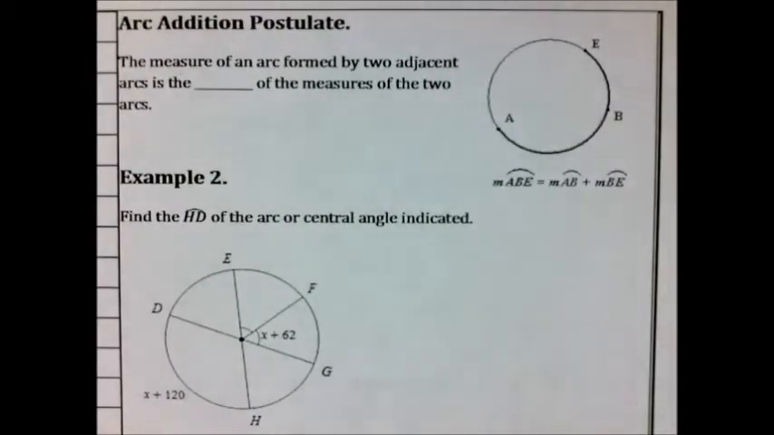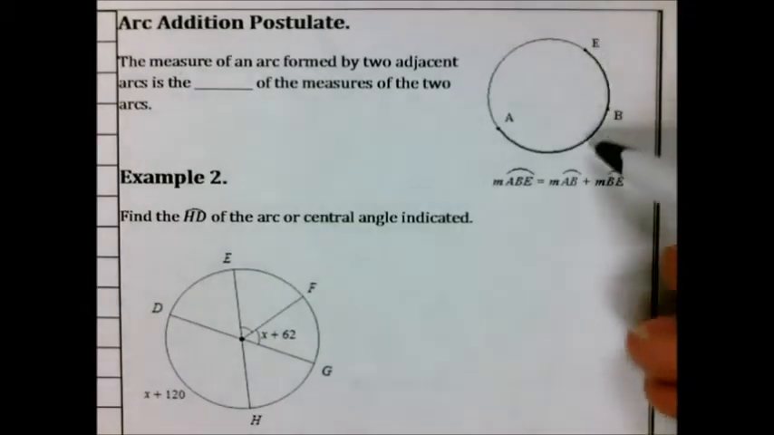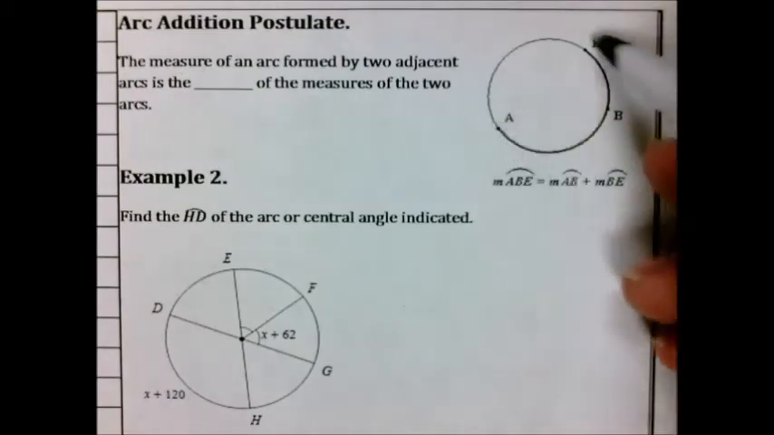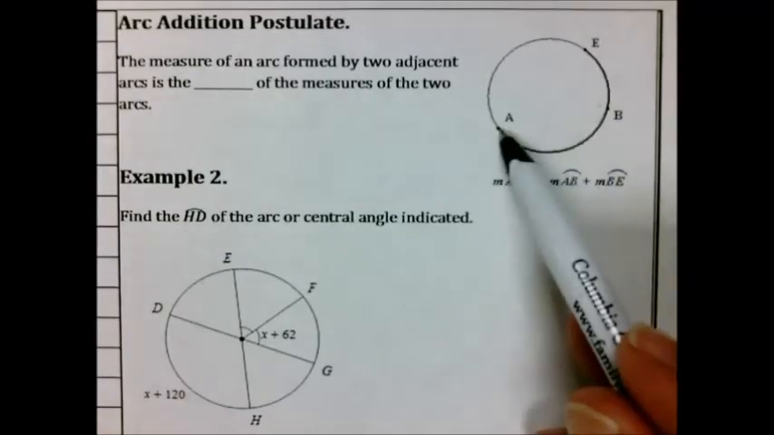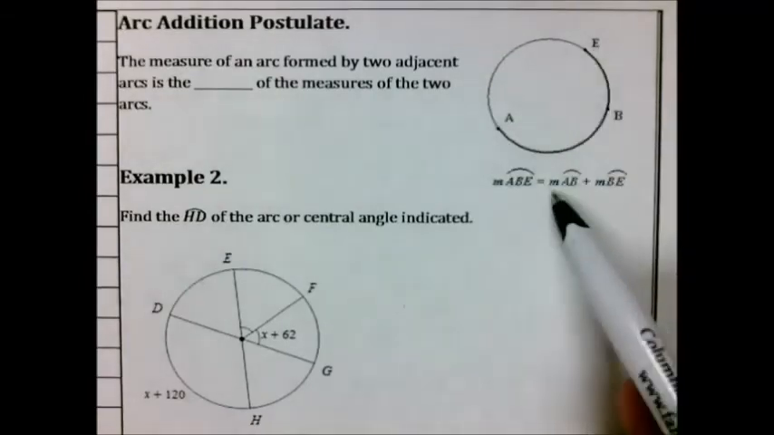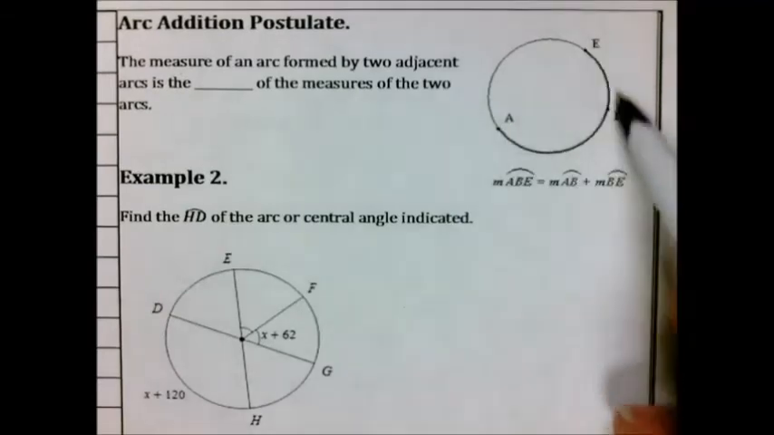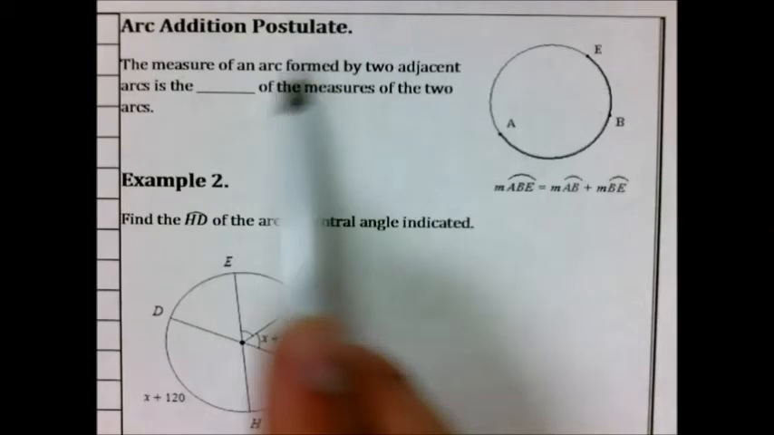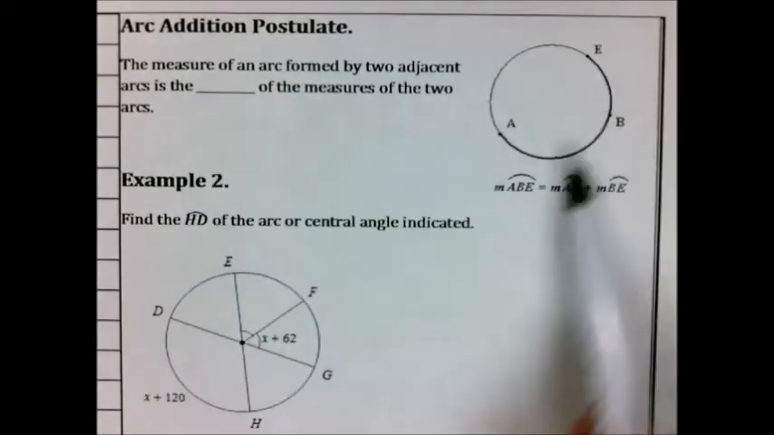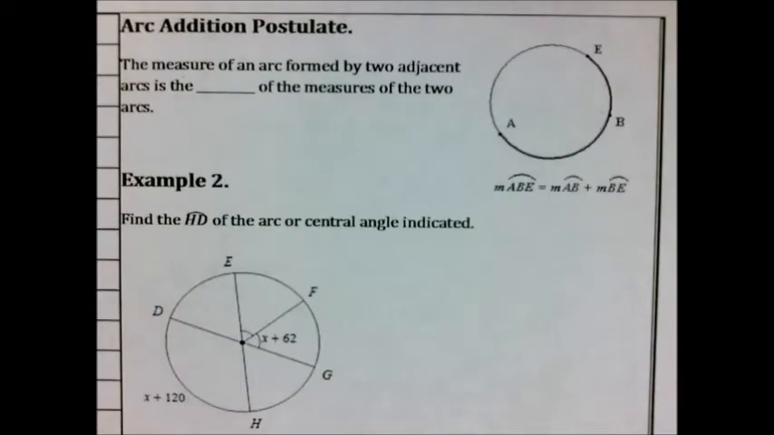Now we have something called the arc addition postulate. Okay, the arc addition postulate says that essentially if you have 2 different separate arcs, they can combine to be one arc just by adding their degrees. So the measure of arc ABE, so this whole thing, is equal to the arc of AB plus the arc of BE. All right, and so if we were to actually write this out, it says the measure of an arc formed by 2 adjacent arcs is the addition of both of them, the sum of the measures of the 2 arcs. Okay, that's it. That'll help us with example 2.